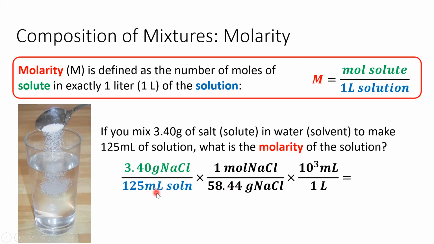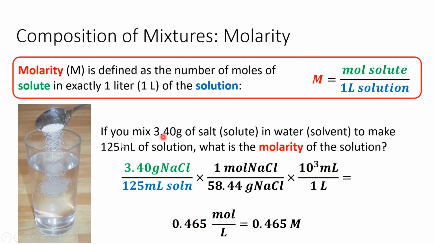So we've converted the numerator into the units we're looking for. The denominator is milliliters, but we need to get it to liters, and there's 10 to the third milliliters per liter. That'll give us moles per liter for units at the end. So we have the problem all set up. We're just going to take 3.40 divided by 125, and then divide it by 58.44, and then multiply it by 1,000. And that'll give us our numerical answer.